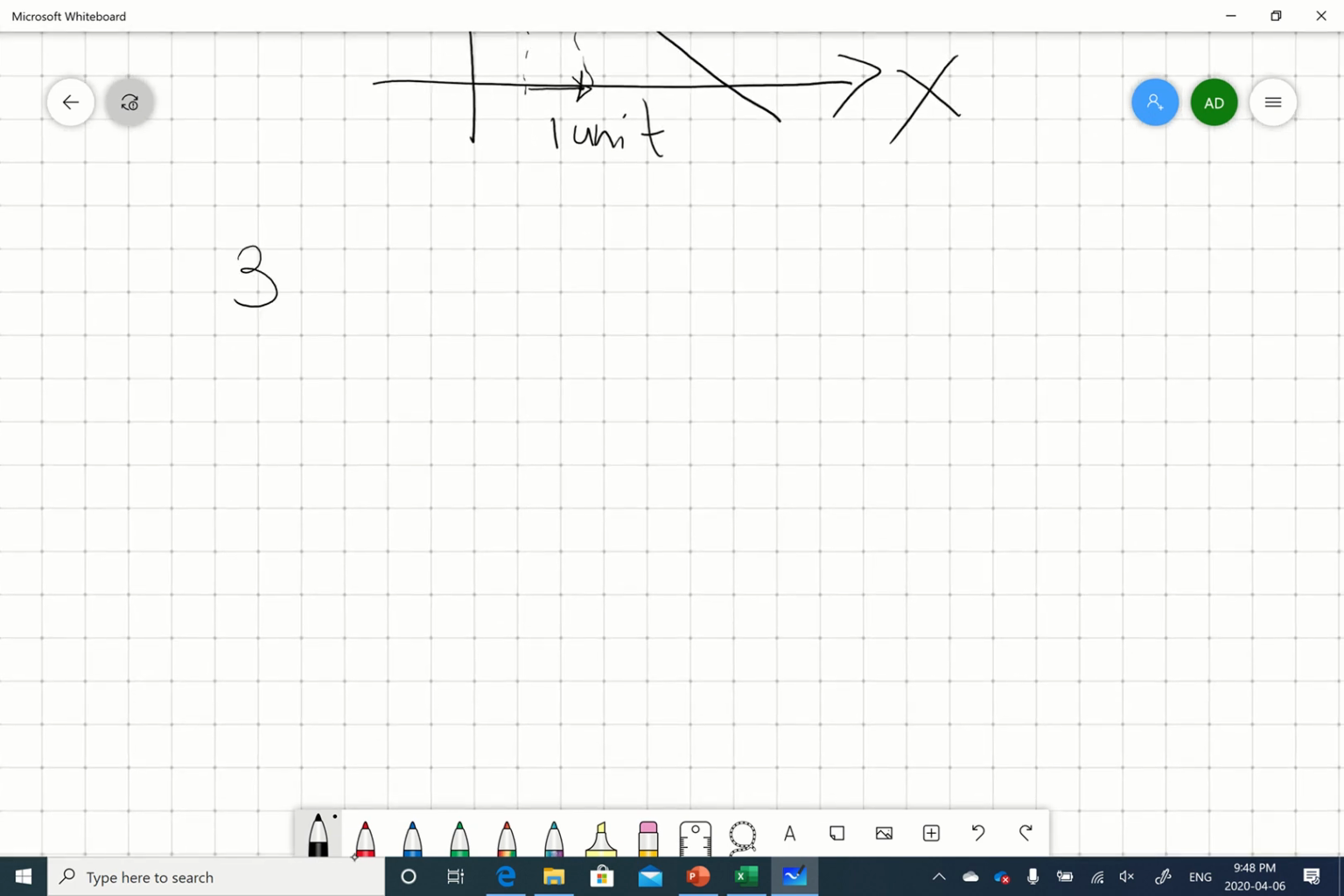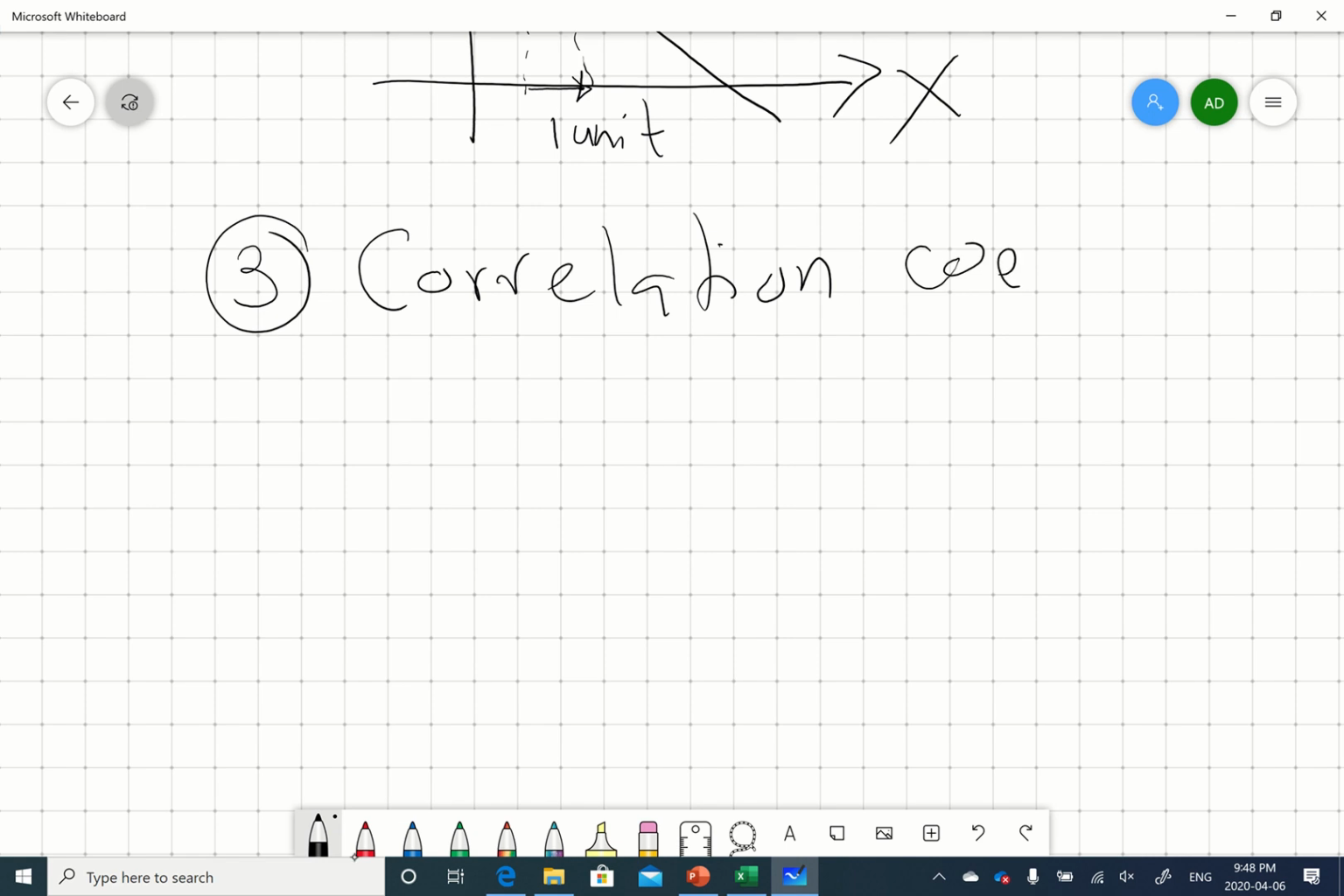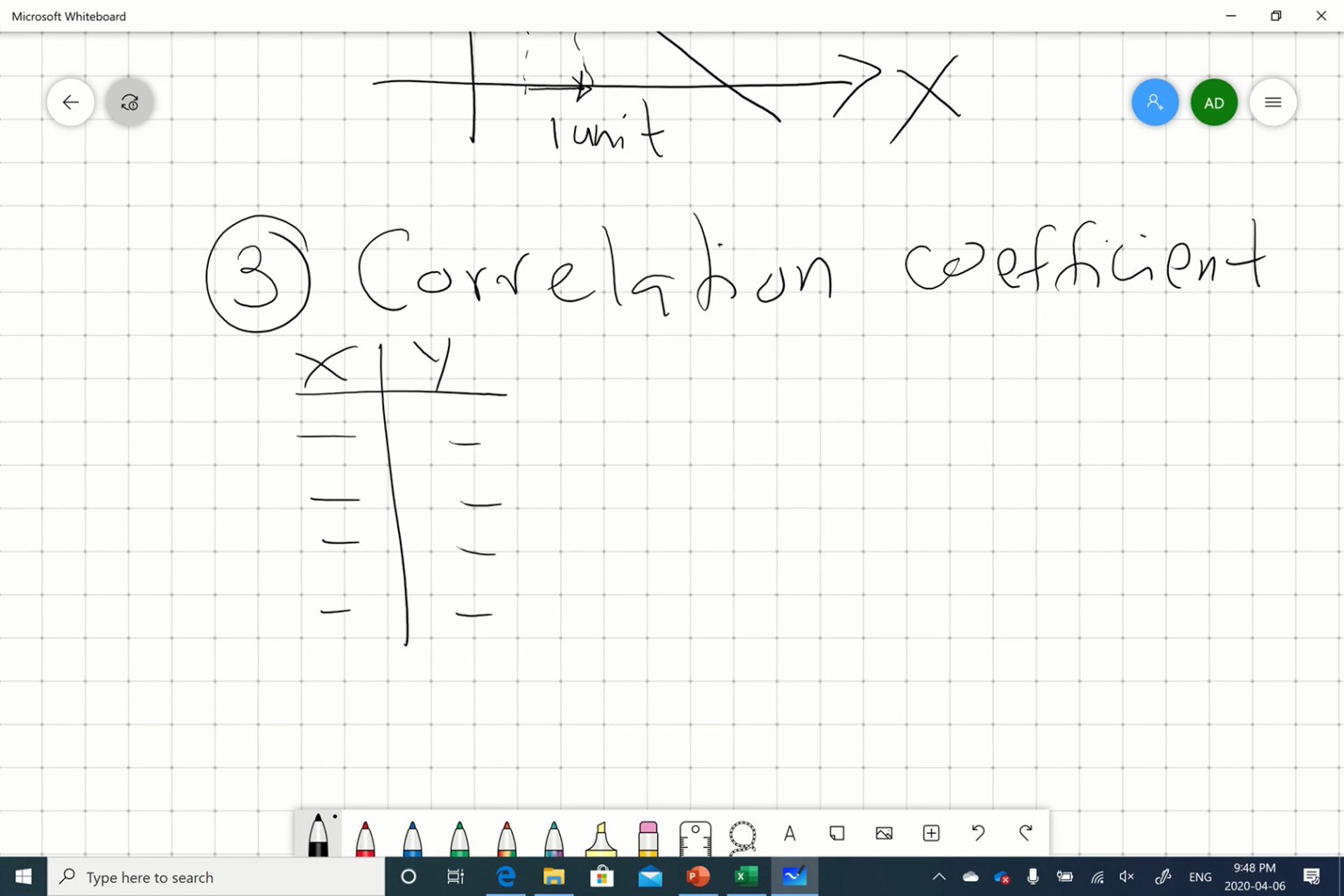And then the third method is called correlation analysis, or we call it the correlation coefficient. Again, you use your data set x, y: you obtain data, you change the x variable, you observe the y variable, and using this you get a number. This is just a value called the correlation coefficient, and we denote it by r.